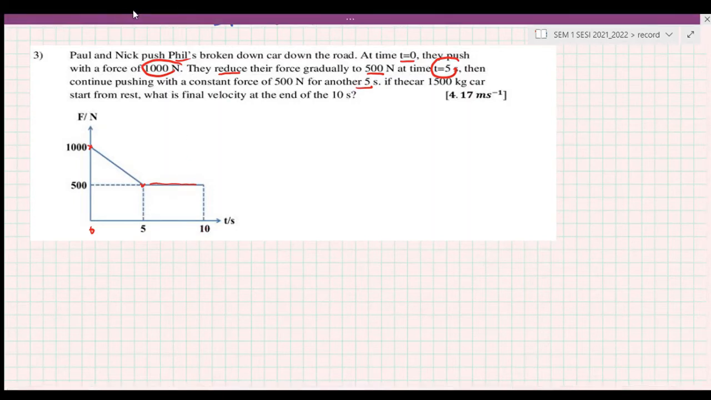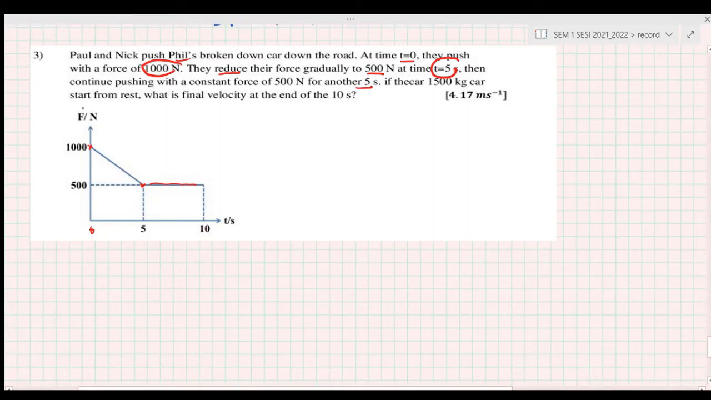Alright, so actually untuk soalan ini, kita kena plot graph lah. Kita plot graph F against T from the statement. Alright. Okay, if the car is 1500 kilogram, the mass start from rest.